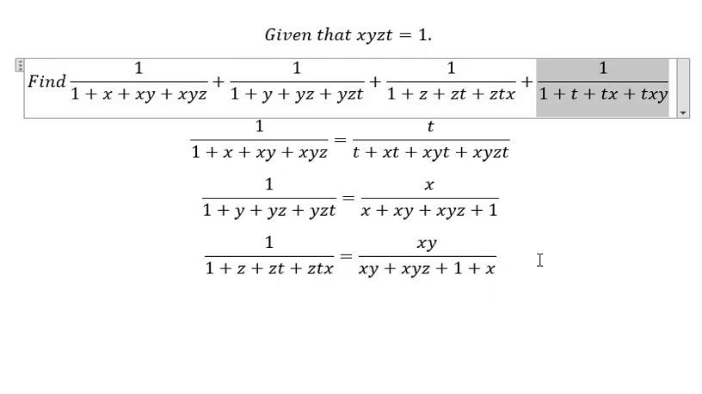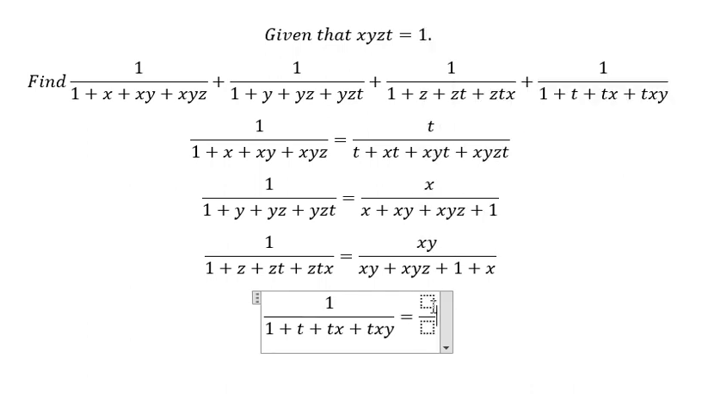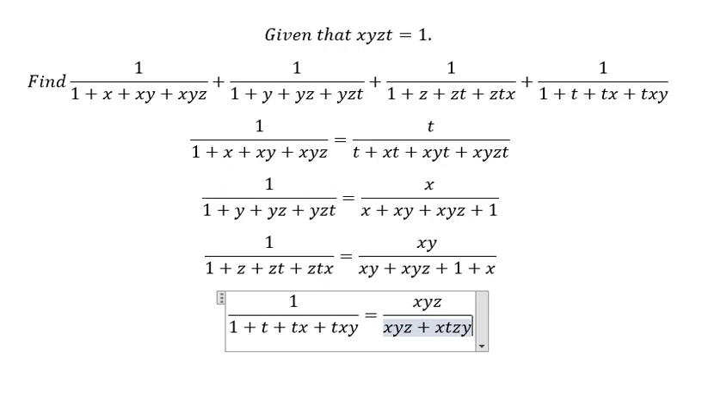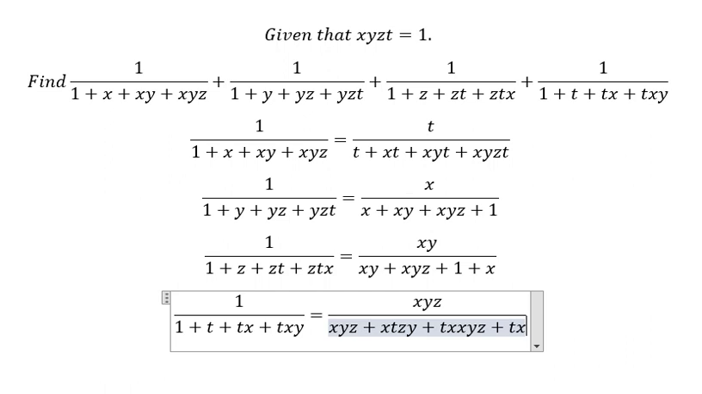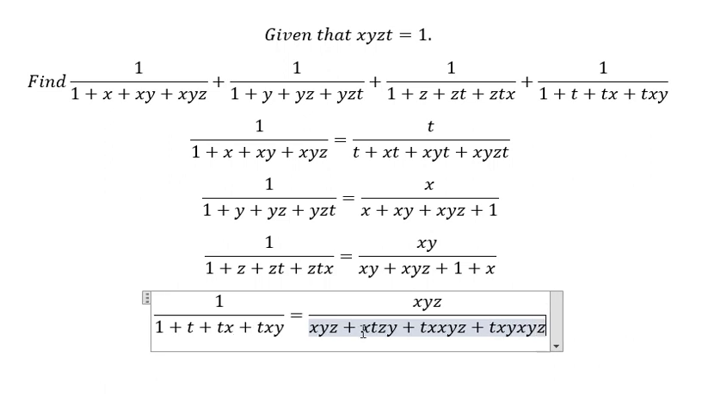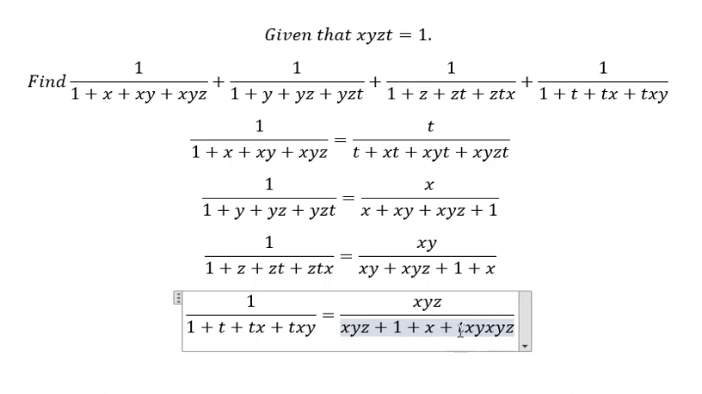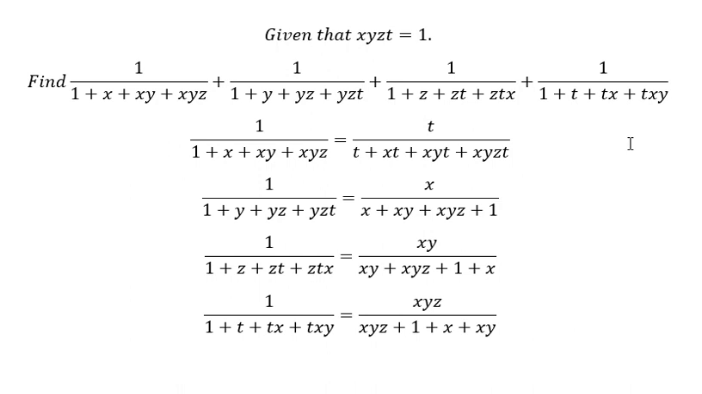And the last one, that is about xyz. So this one is about number 1. This one we have s. This one we have sy. So after we transform in this way, we can get the final answer.